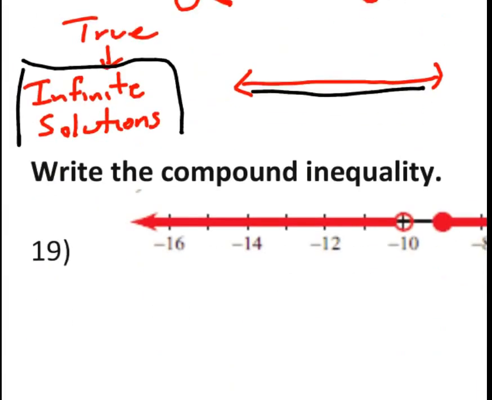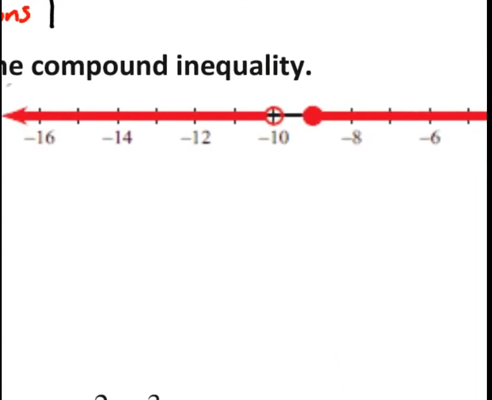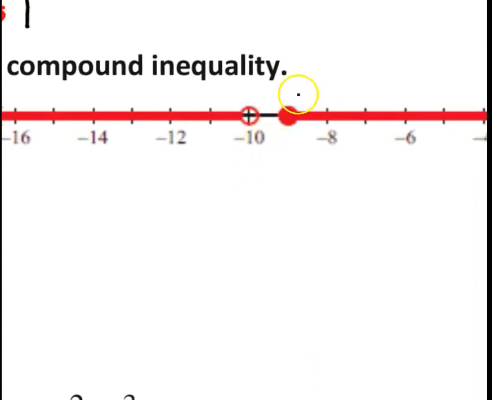Let's look at writing an inequality for this. So we can tell because they go away from one another, we're going to use or. Okay, so the fact that they go away from one another means it's an or compound inequality. So we have one that's going to the left, starting at negative 10, another one that looks like it's starting at negative 9 right there.